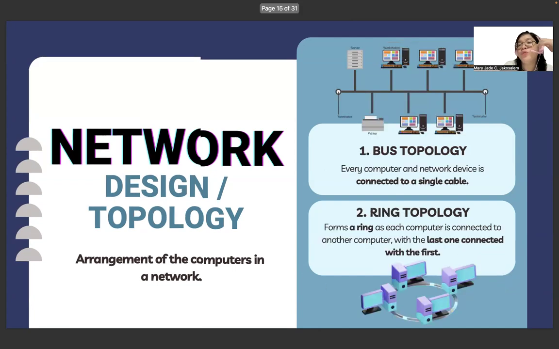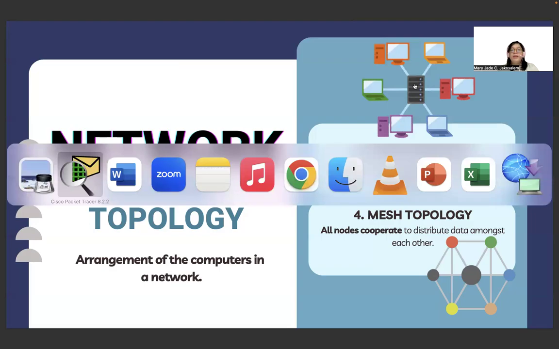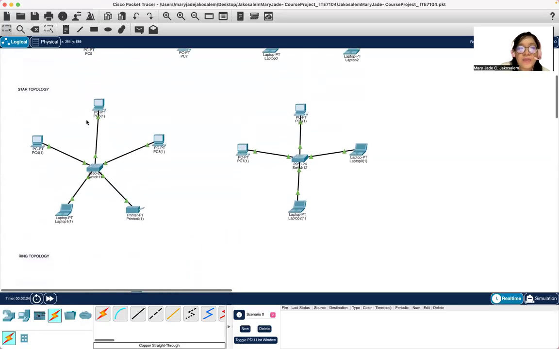As opposed to the bus topology, wherein, if you have seen in our Cisco Packet Tracer, there are different numbers of switches and hubs, this time, for the star topology, all end devices are connected to just one single hub. So if you see right here in our Cisco Packet Tracer, this one is a star topology. It looks like a star, right? Then all of the end devices are connected to just one single switch.